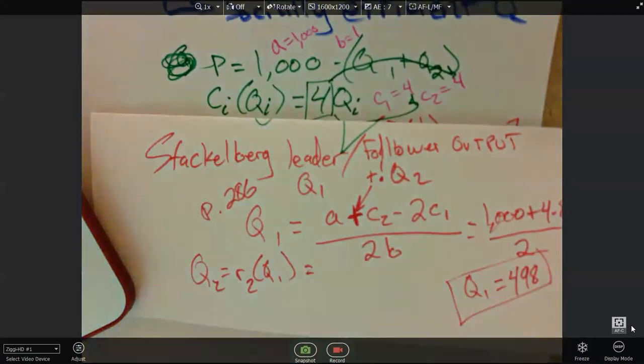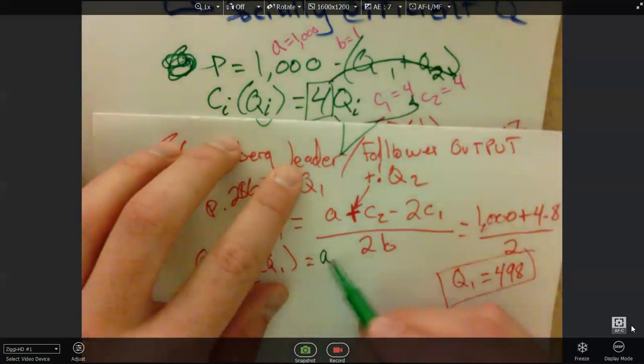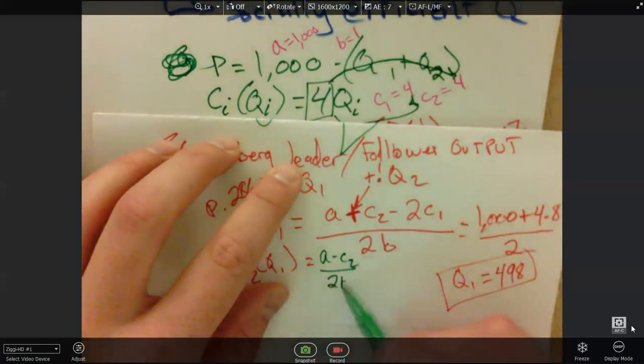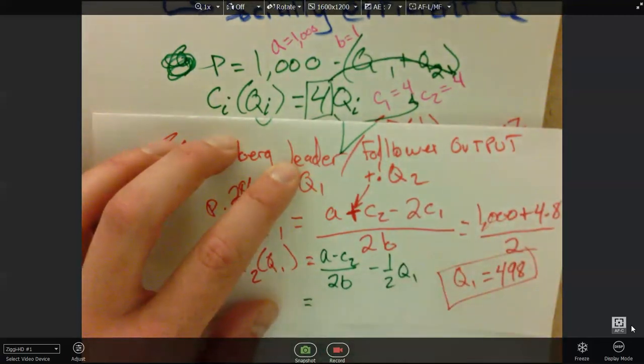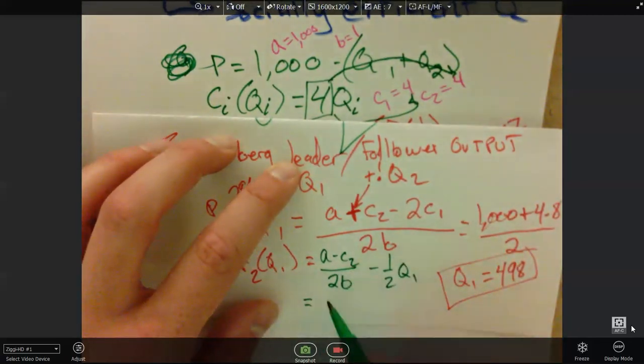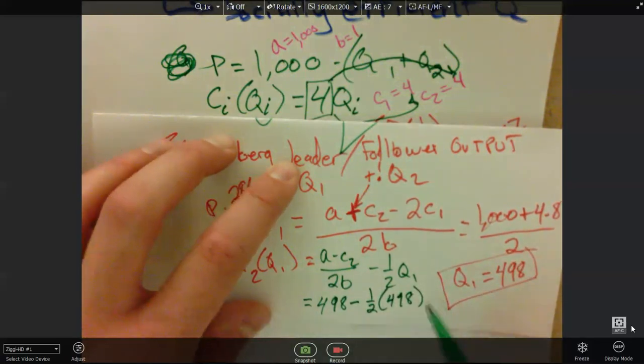Let's switch up the colors. A minus C2 over 2B minus 1/2 Q1. So this is going to be 1,000 minus 4 over 2, so 498, minus 1/2 498. So this ends up being 240.